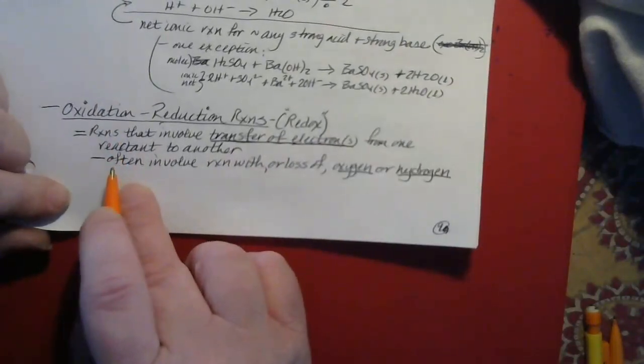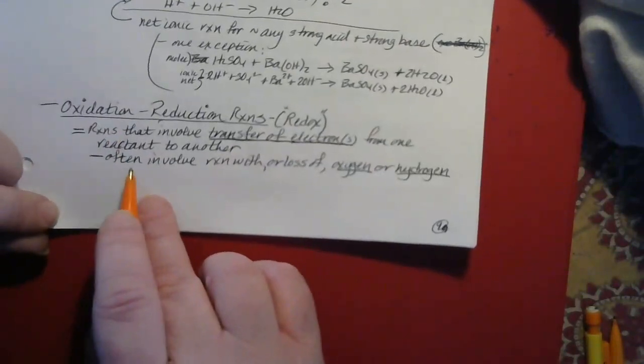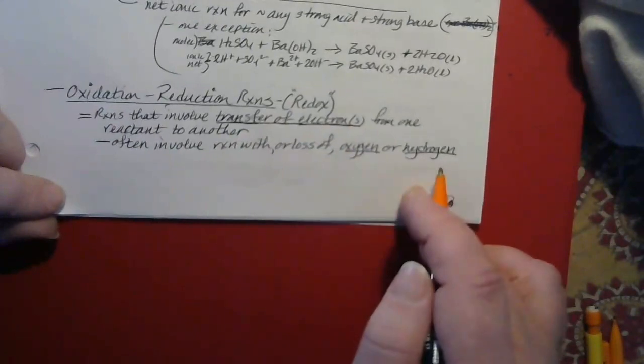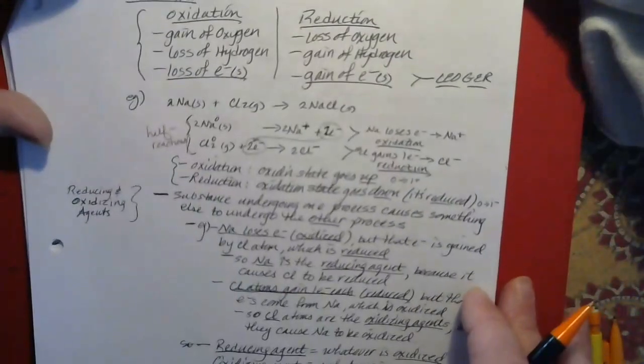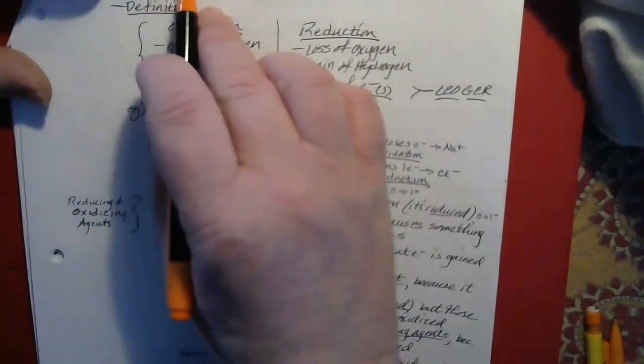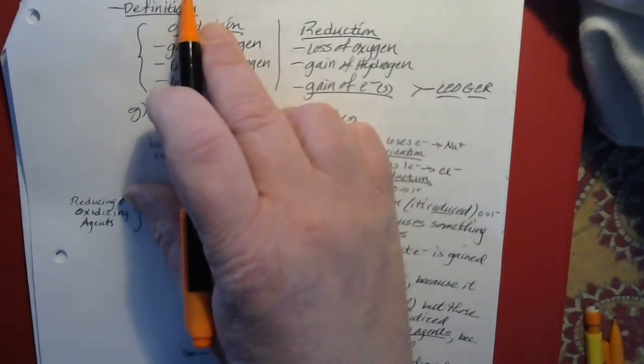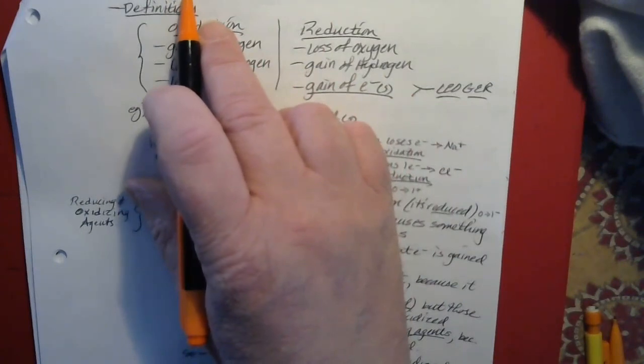And in practice, it's often easiest to recognize as a reaction with a gain or loss of oxygen or hydrogen. So there are essentially three definitions of oxidation and reduction. And as I said, they both always occur together. And now that we've seen one of the definitions anyway, it's easier to see why.